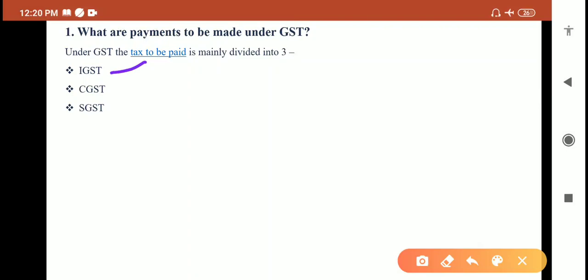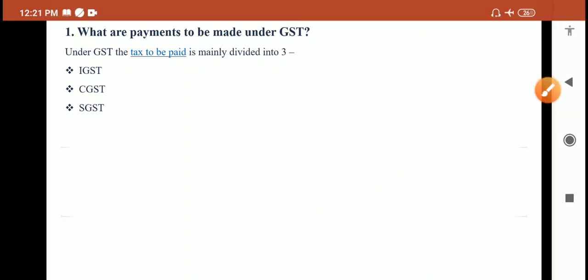And CGST is to be paid when making supply of goods and services within the state, and the amount will be paid to the central government. And SGST is the same, to be paid when making a supply of goods and services within the state, and the amount will be payable to the state government. Okay, so under GST, the tax is to be paid in these three categories.